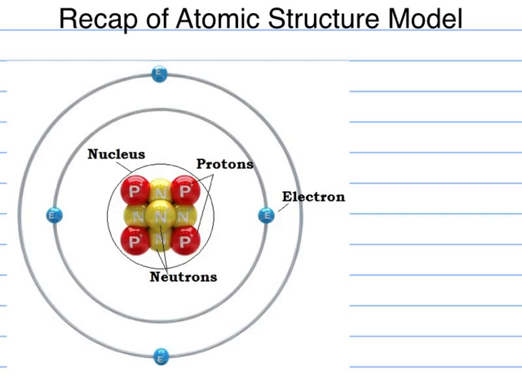The other thing to remember is when we looked at the atomic number, it relates to the number of protons. The number of protons you can see here is 1, 2, 3, 4. The number of protons will be the same as the number of electrons. So we've got 1, 2, 3, 4.